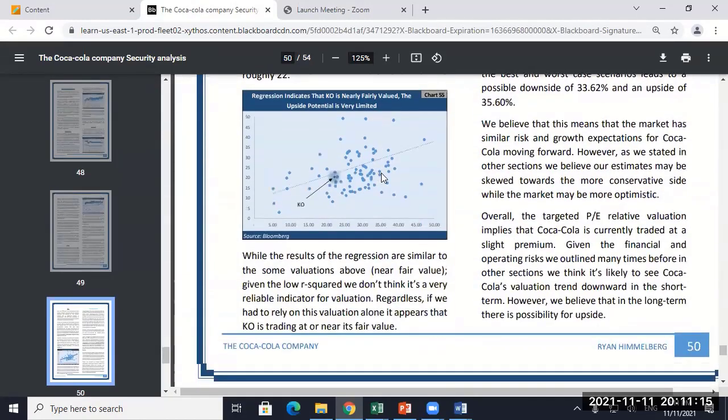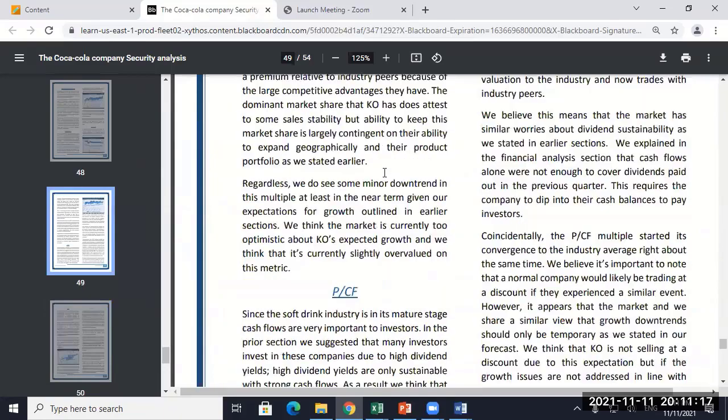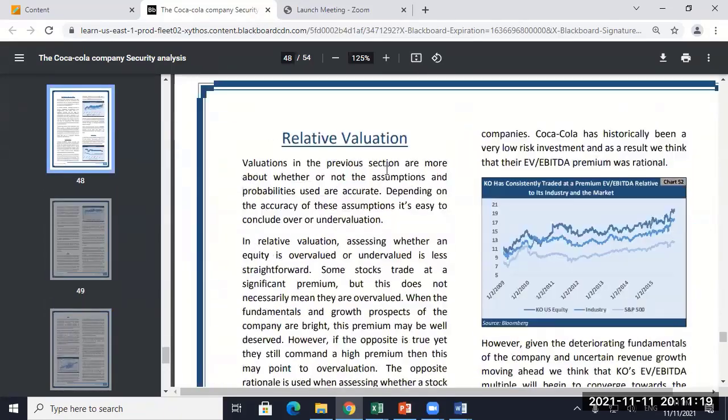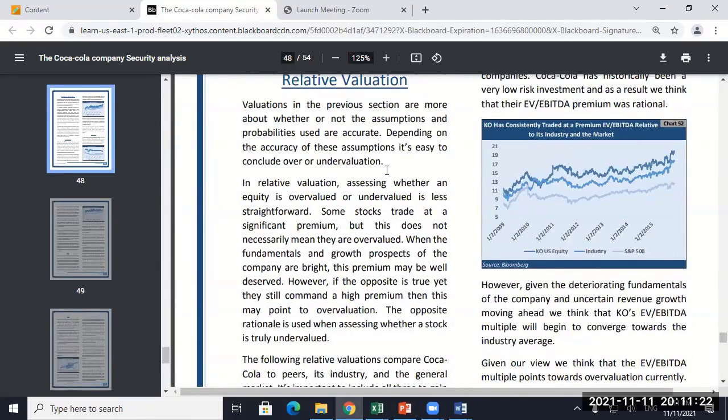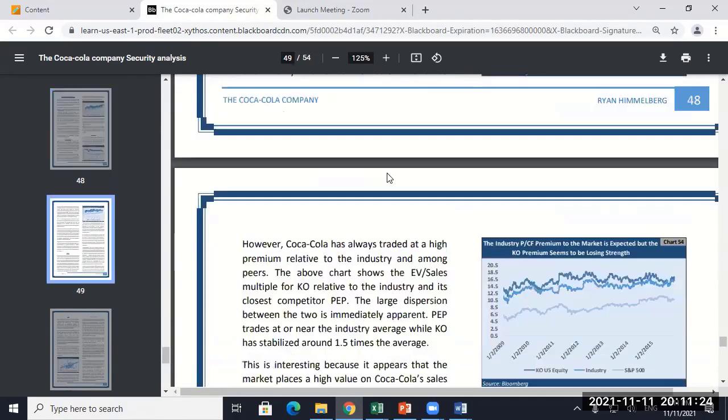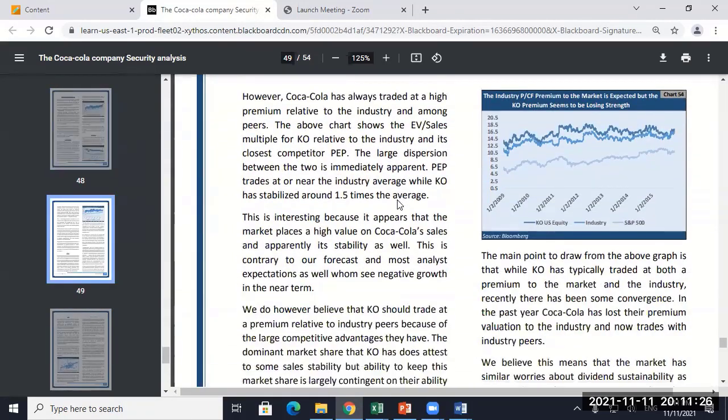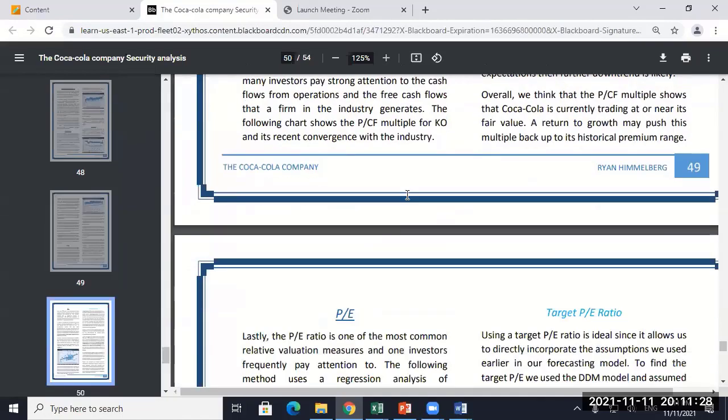Then he finished up with, I guess that's the last one. So how many did he do? Price to EV to EBITDA, EV to sales. EV to sales probably makes the most sense. And then price to cash flow. Those are the ones that he did.